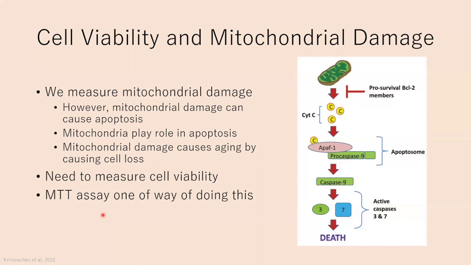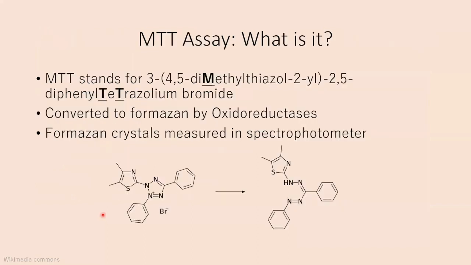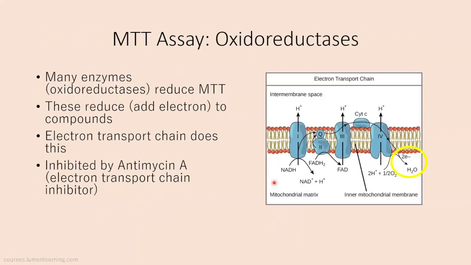Now, one method of measuring cell viability that you'll see in a lot of papers is the MTT assay. Here's where the acronym comes from. I won't read the compound because it's difficult to read, but very briefly, the MTT compound here is converted to formazan by oxidoreductases in the cell. And then the formazan crystals that result have a purple color. You can measure this in the spectrophotometer. I think a lot of us have probably done MTT assays.